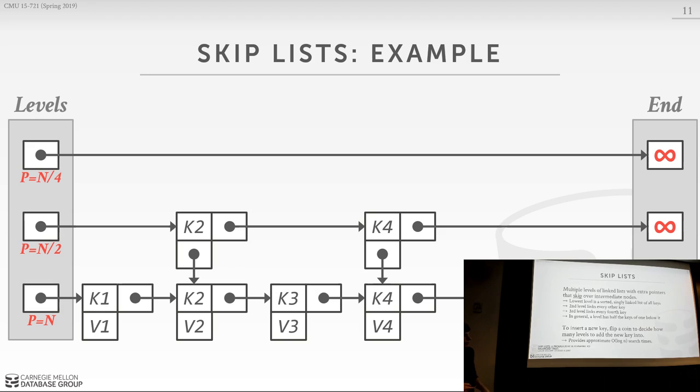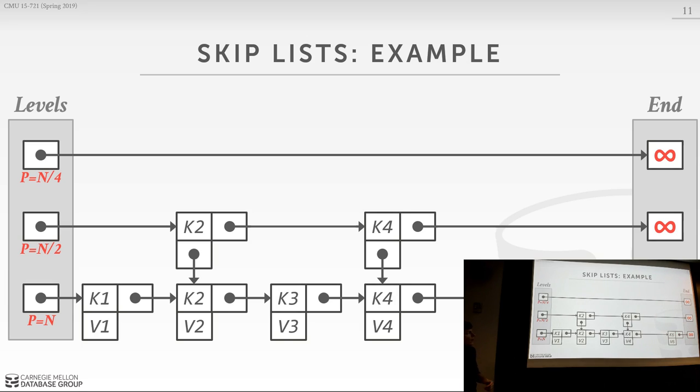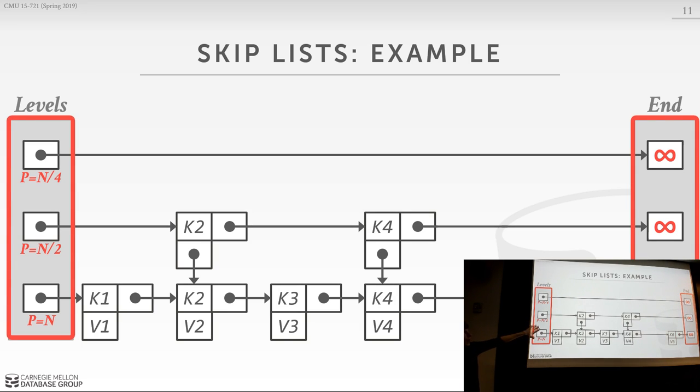So let's look at a full example here. The first thing to point out is that we have a begin and an end marker here. On the begin side, they have the entry point for the linked list at a given level. And then at the end, you have some special marker that says this is the end, like infinity or some bit pattern. If you reach this point, then this is the end of this level.